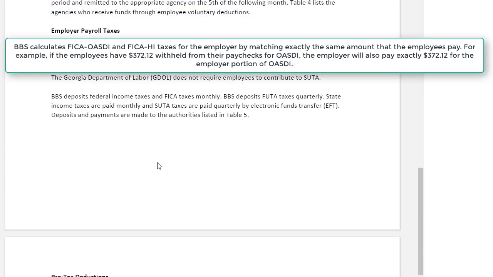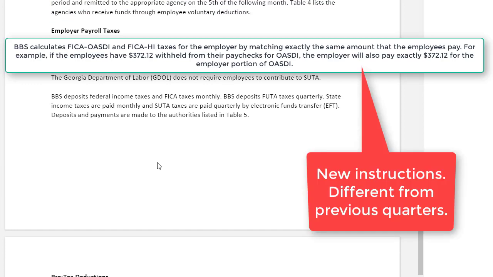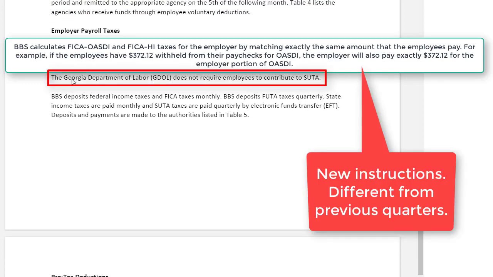Employer. Okay. Some more information. The Georgia Department of Labor, GDOL, does not require employees to contribute to SUTA. Some states do, but Georgia does not.